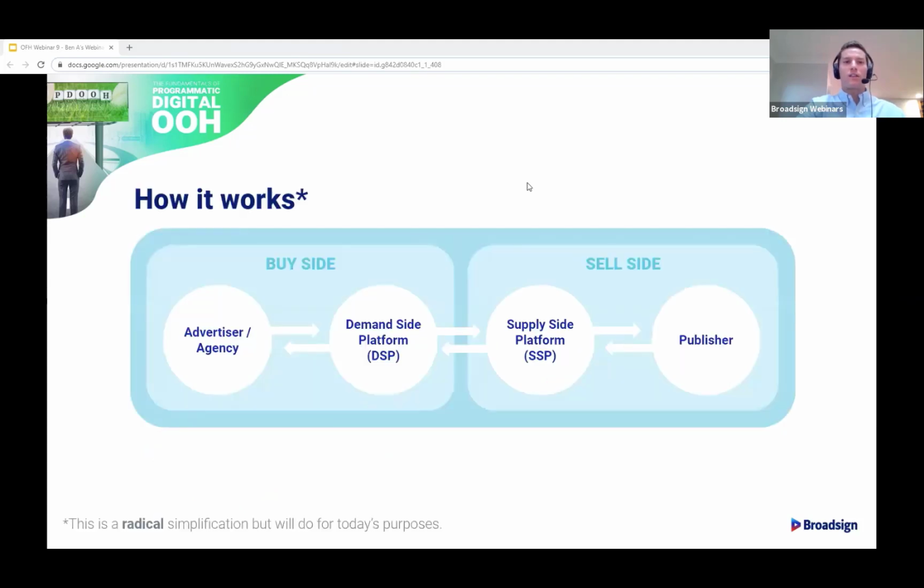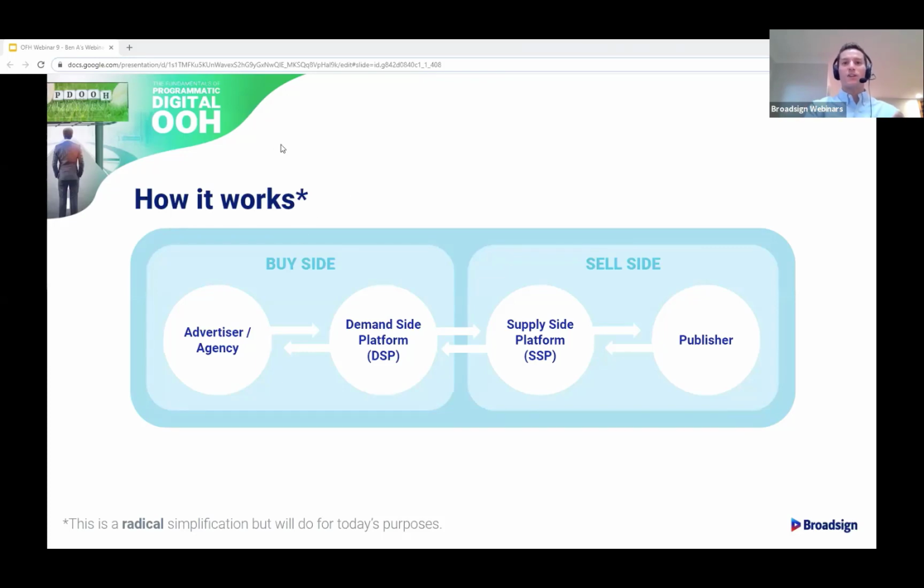How it works. I found that this image on the screen really helped me to understand how the whole programmatic process works, including who's involved and what they actually do. I should mention that this is a radical simplification of the process, but it'll do for today's purposes. To break this slide up into two easily digestible portions, I suppose.